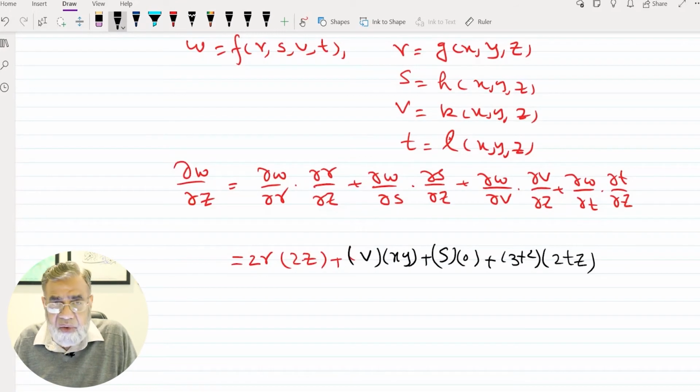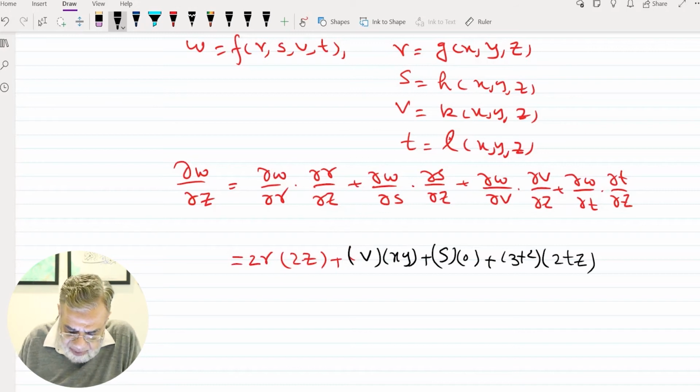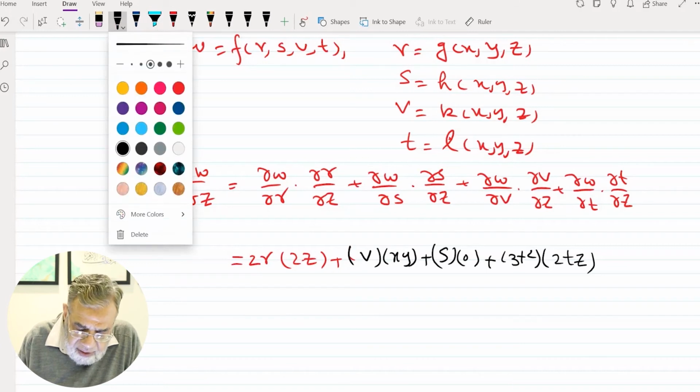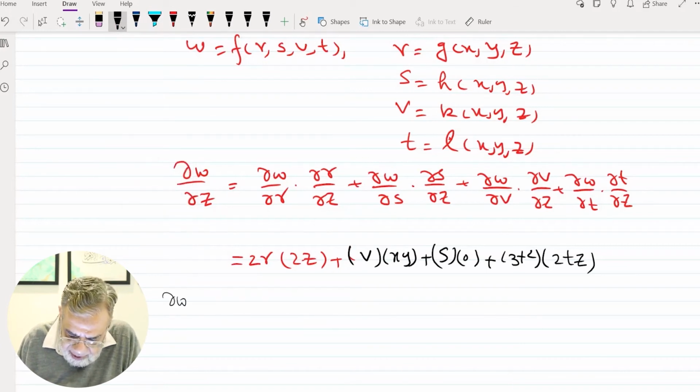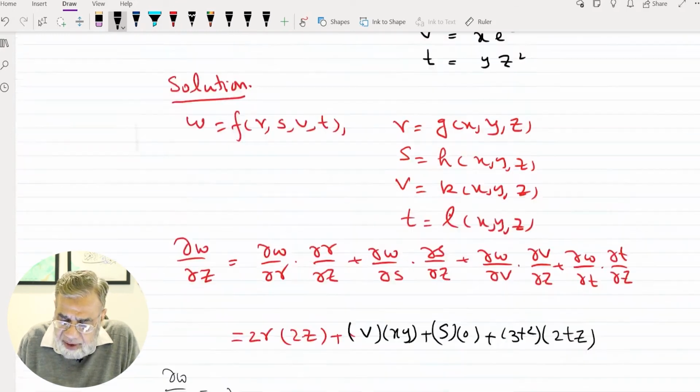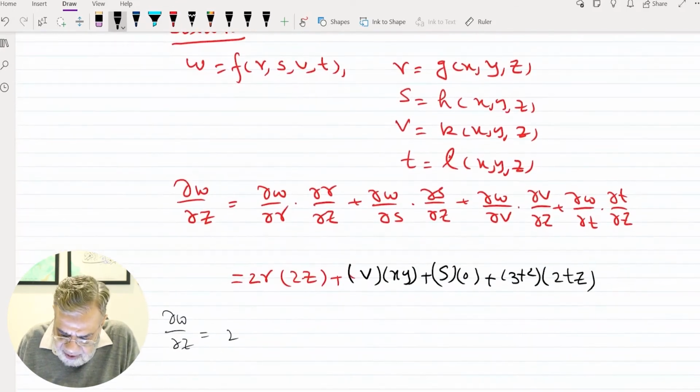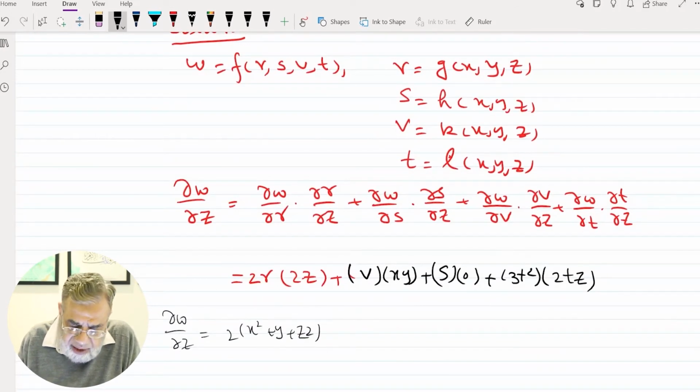Again, because we have to write in the Cartesian coordinate system, we put the values of r, s, v, and t. We can write partial w by partial z is equal to partial w by partial r. What's my r? My r is equal to x squared plus y squared plus z squared. And then I have 2 into 2z, which is equal to 4z. I write in the beginning 4z.